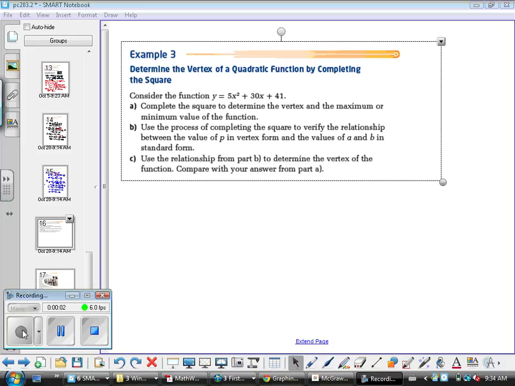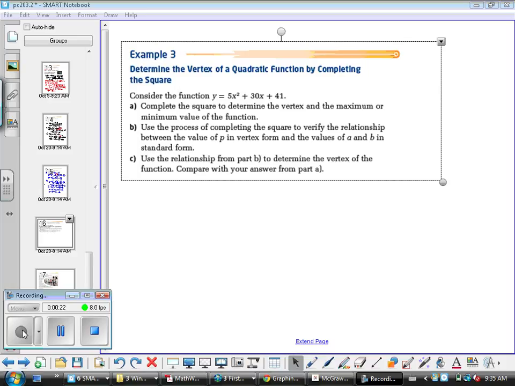Example 3 from section 3.3 asks us to determine the vertex of a quadratic function by completing the square. So we do that by writing it in vertex form. And then we're going to use the process of completing the square to verify the relationship between the value of p in vertex form and the values of a and b in standard form.